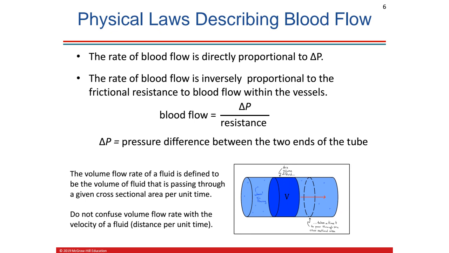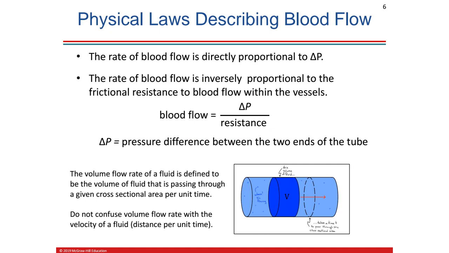The higher the mean arterial pressure, we can imagine, if the right atrial pressure is always 0 millimeters mercury, that would correspond to an increased flow rate potentially. Okay, so then the rate of blood flow is inversely proportional to the frictional resistance to blood flow within the vessels. So we get this basic equation, which we'll use over and over again, and we'll see in different forms.